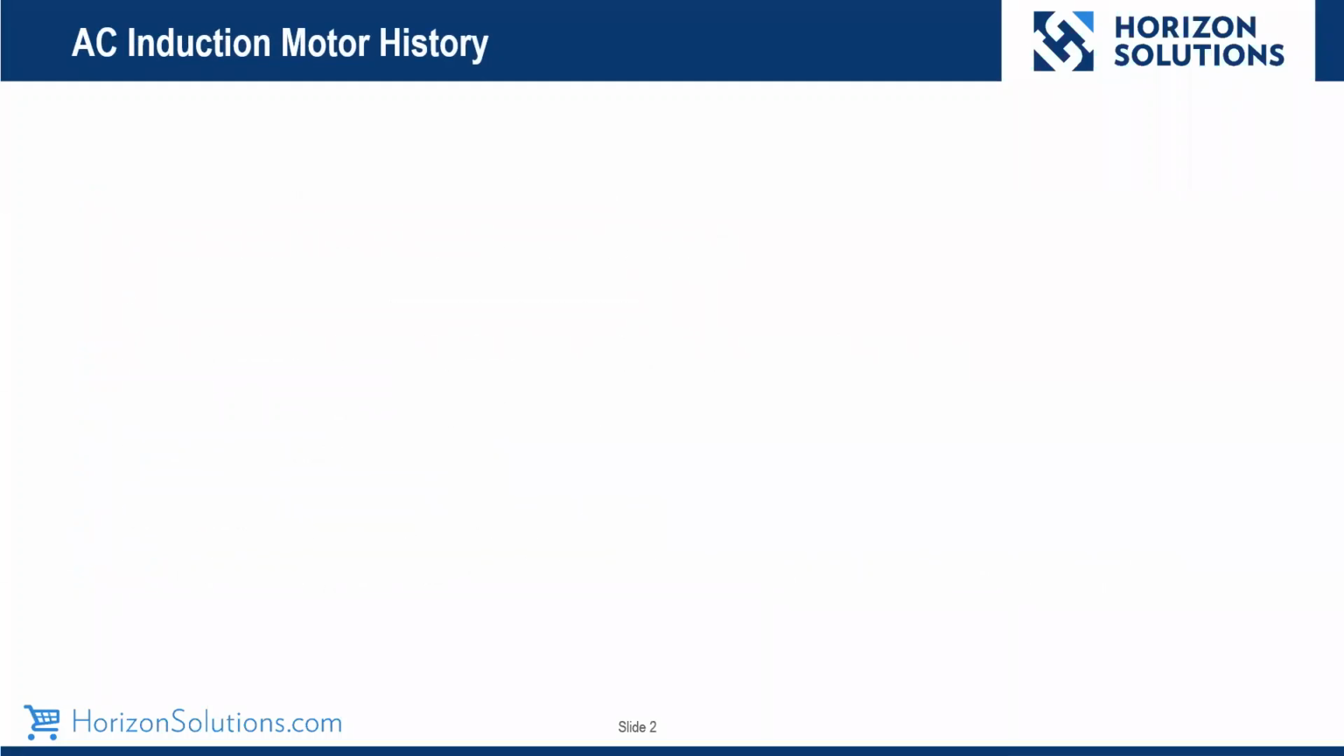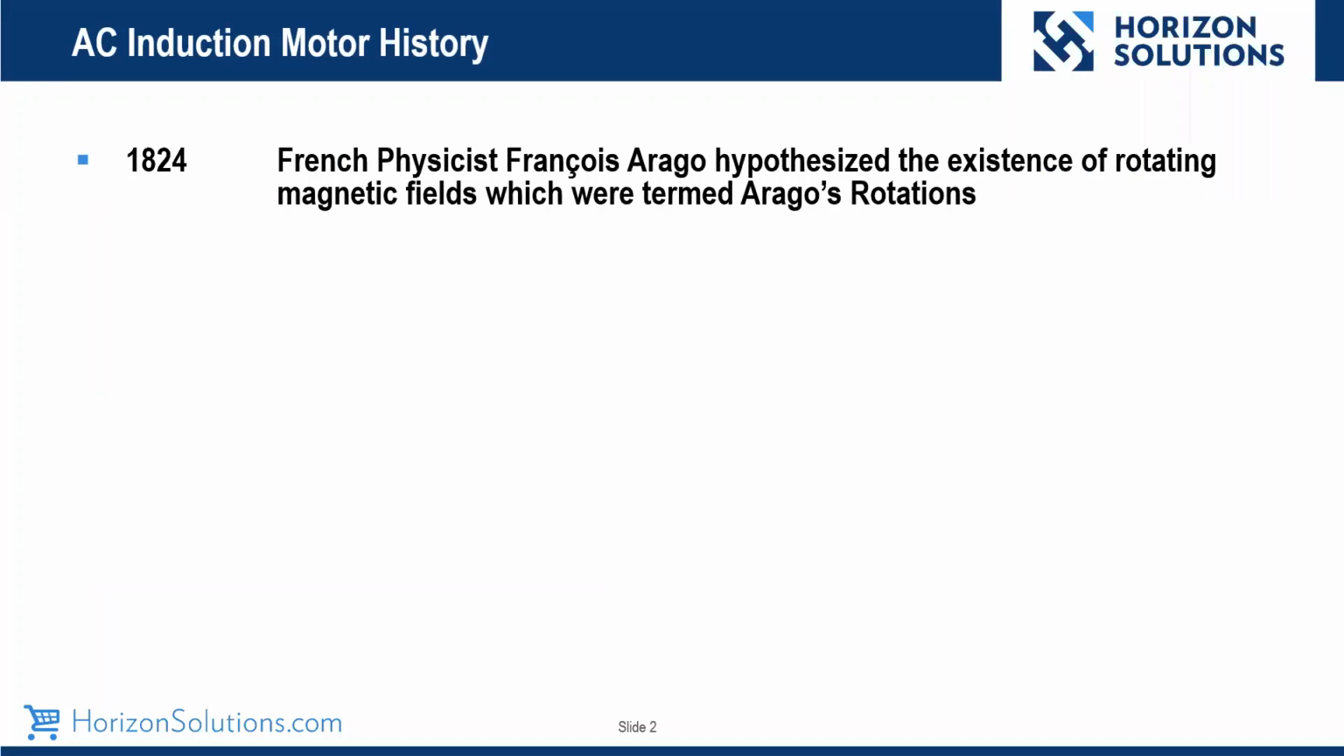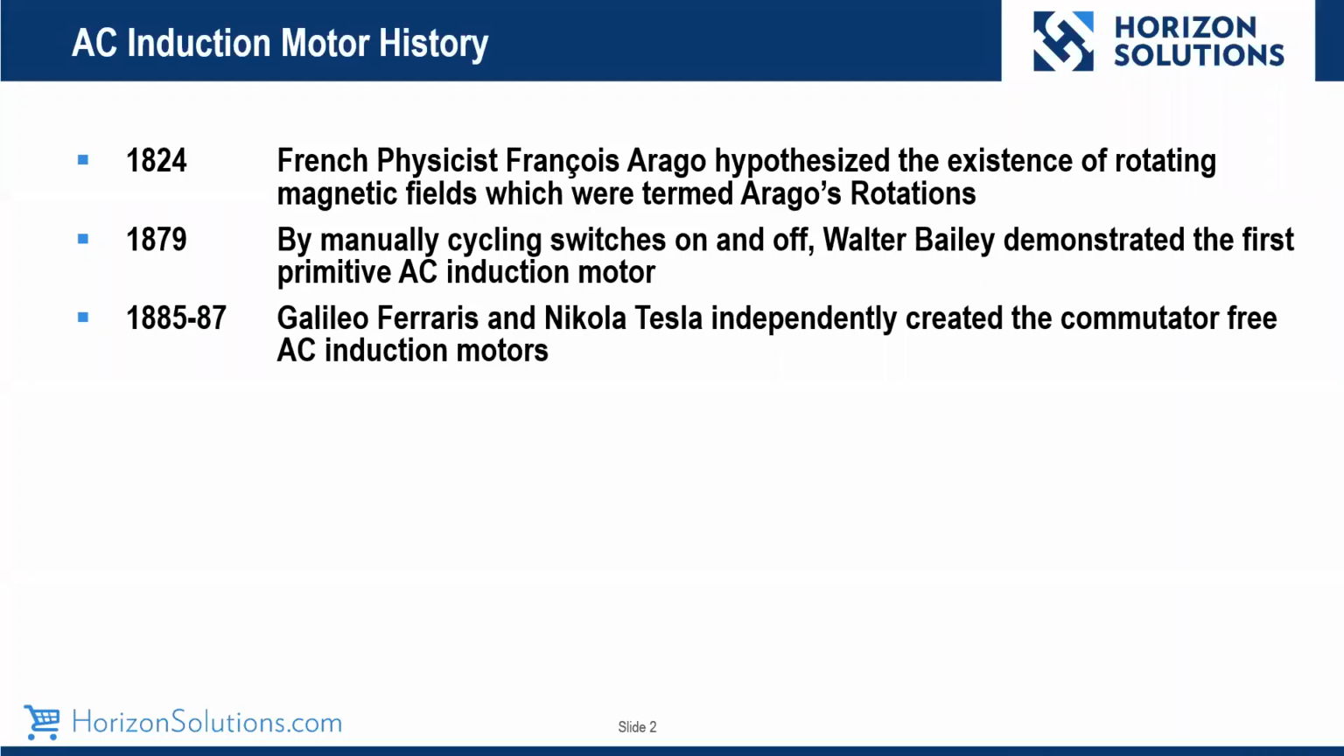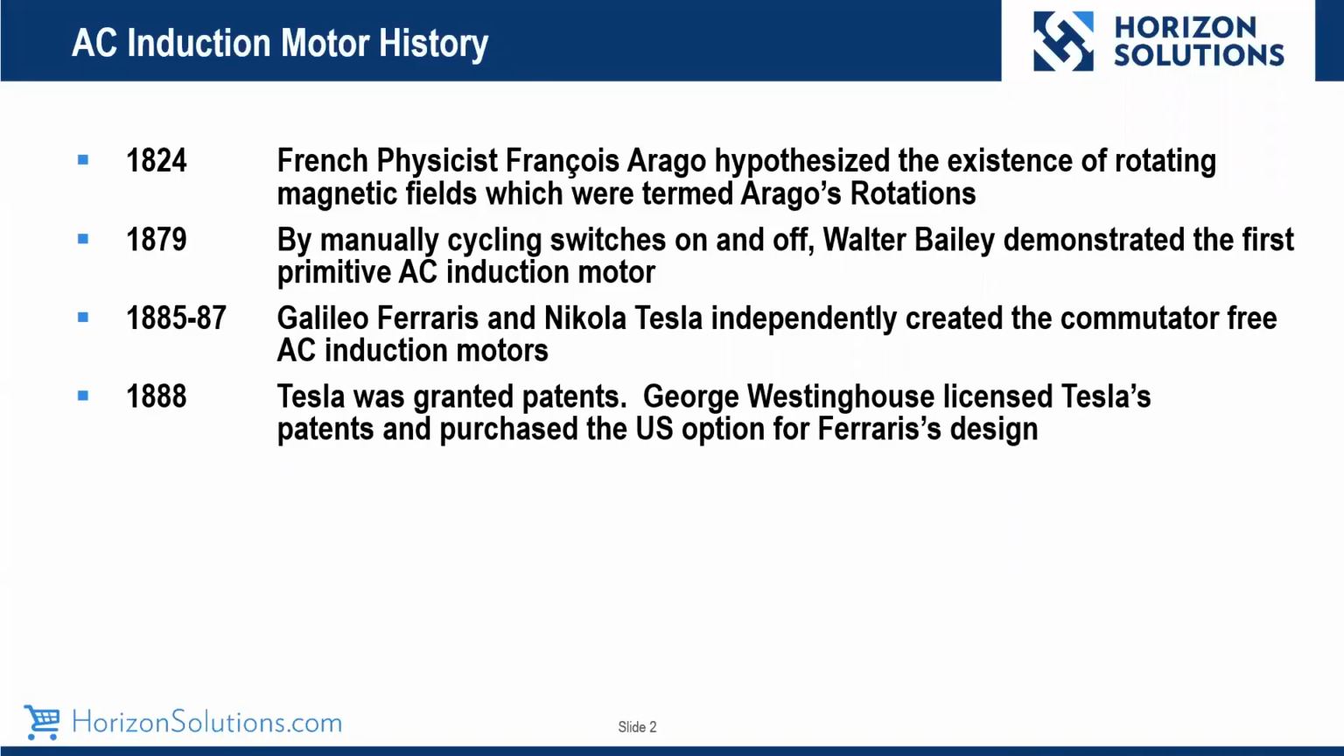Let's run through a quick bit of history here. Back in the early 19th century, a French physicist hypothesized about the existence of rotating magnetic fields. In 1879, Walter Bailey sat there switching things on and off, and he actually got some magnets to follow that rotating magnetic field. A few years later, Galileo Ferraris and Nikola Tesla independently created the commutator-free AC induction motor, and what that meant is nobody had to sit there flipping switches. Tesla applied for a bunch of patents, and he got some of them.